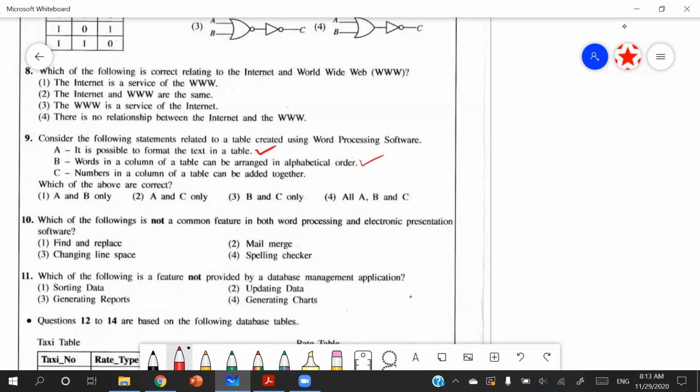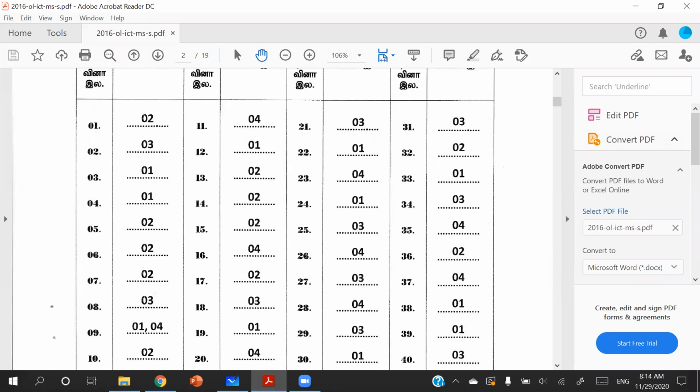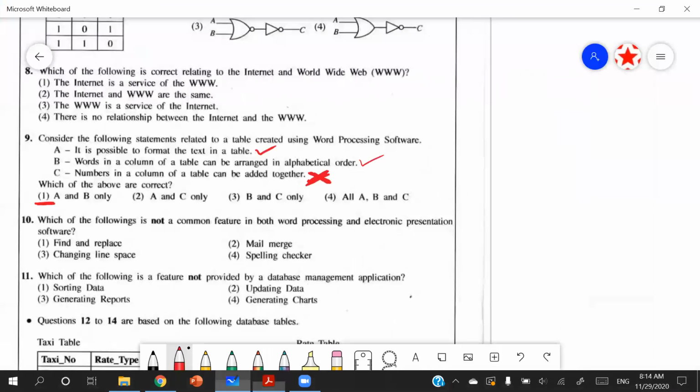And numbers in a column of a table can be added together, which we cannot do inside word processing software. We can add things inside a spreadsheet, something like Excel. So you are going to go with A and B only, right? For 9, yeah, it says either 1 or 4, right? Let's see why they have gone with the 4th one.